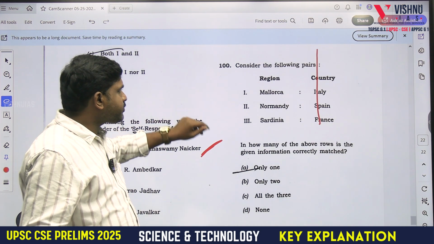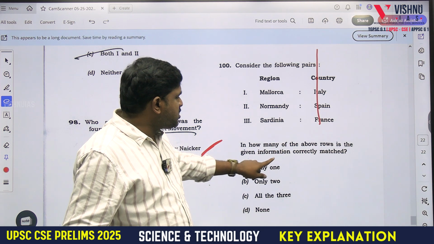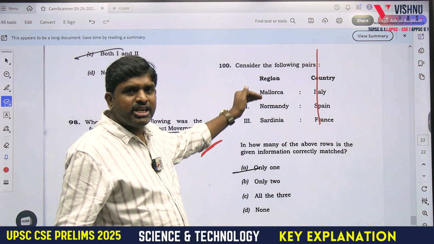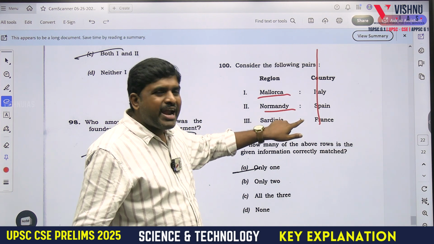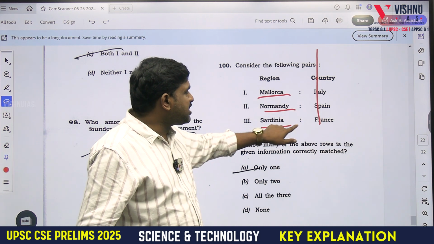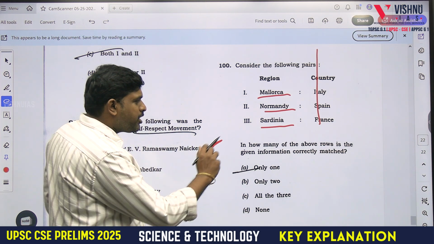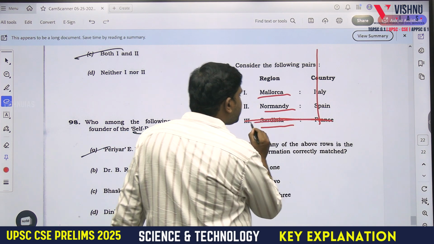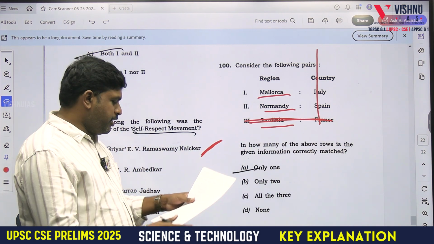100th question, consider the following pairs. In how many of the above rows is the given information correctly matched? Means the region and the country. Mallorca, Italy; Normandy, Spain; Sardinia, France. So 3 is wrong. Sardinia is not France. Sardinia is Italy. So how many of them are correct?